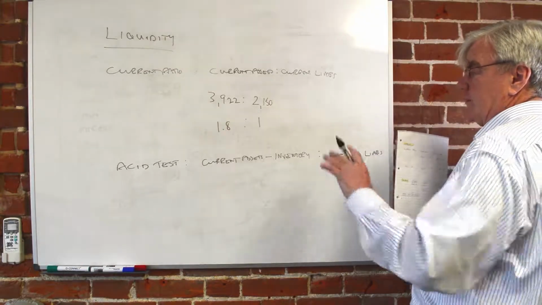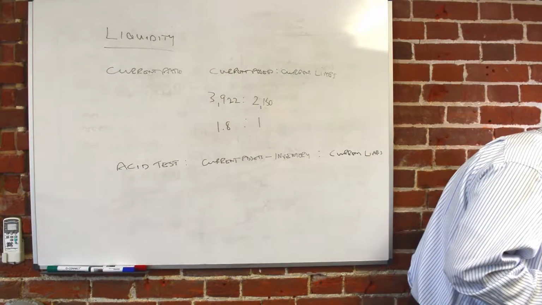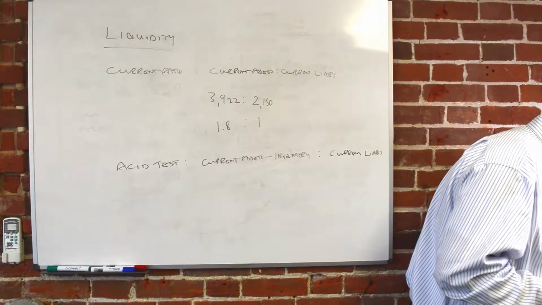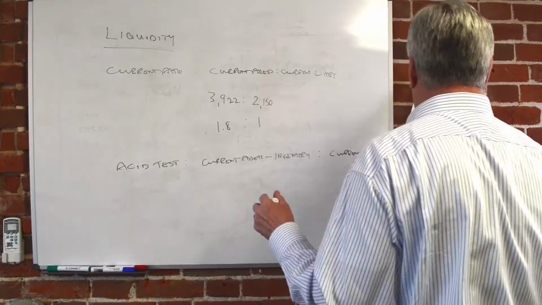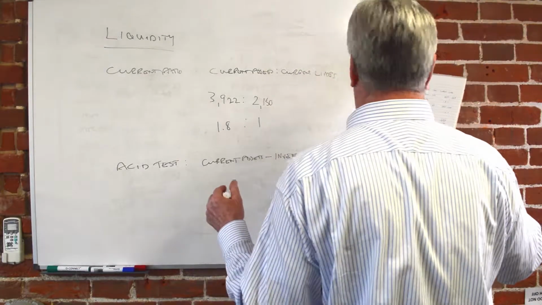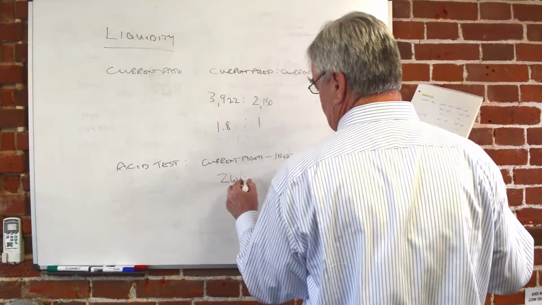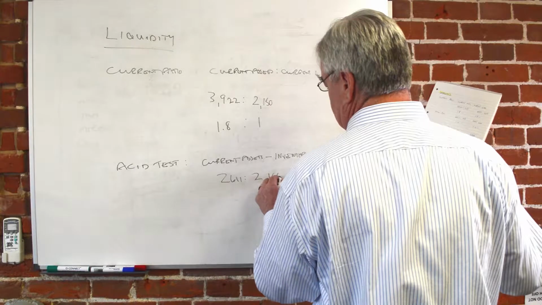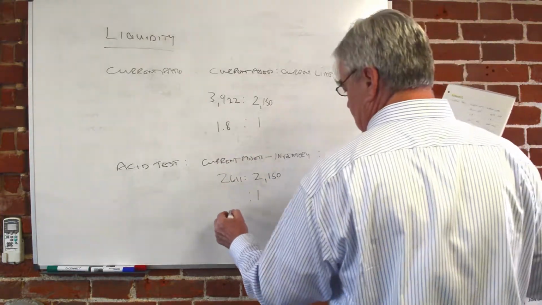Let me look at the balance sheet here. We take the 3922 and take away the inventories of 1311. Hopefully you can follow those figures: 3922, take away the 1311. So that leaves us 2254. No, it doesn't. It leaves us 2611. And we're comparing 2611 again with 2150.